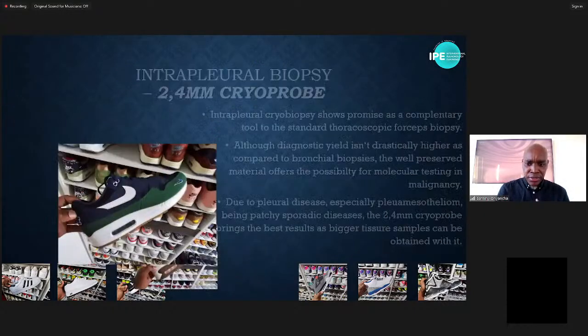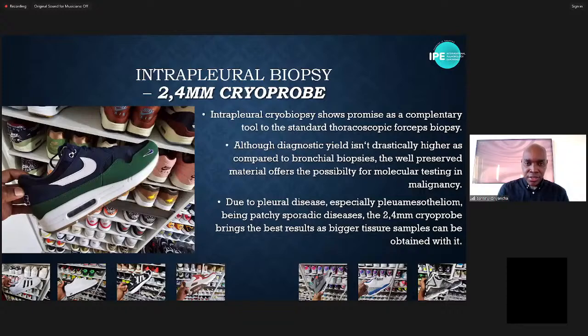And coming to the second to last part, it's the interpleural biopsy. The interpleural cryobiopsy is becoming one of the complementary tools when you're talking about detection of pleural malignancy. Although the diagnostic yield is not higher compared to the thoracoscopic forceps biopsy, due to the fact that you have well-preserved material, you can do more testing when it comes to malignancy. And when we're talking about more material, especially in pleural mesothelioma, where it's like a patchy disease, you have sporadic different spots where the disease is visible, you need the 2.4 millimeter cryoprobe because the 1.7 is just not enough.